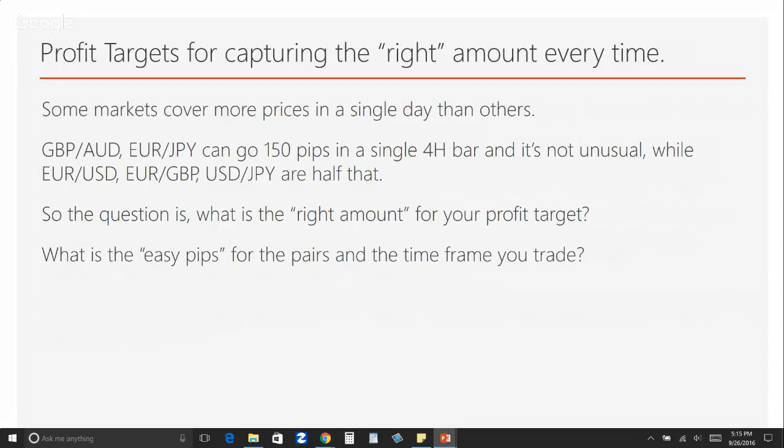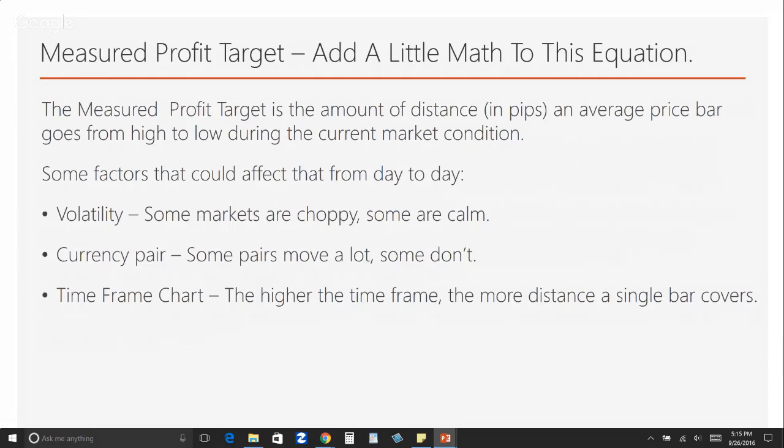So I said 30 pips is my vanilla flavored trade, and pretty much when in doubt, 20 to 30 pips and I'm out. But there's a more mathematical strategy that I want to introduce you to here tonight. It's about figuring out what is the easy pips for the pairs that you're trading, on the time frame that you trade, in the current market environment. What's the easy pips? I call it a measured profit target, and what we're doing is adding a little bit of math to the task of trying to figure out how much profit we should take. What's the easy pips?